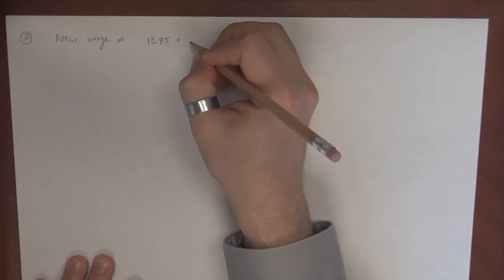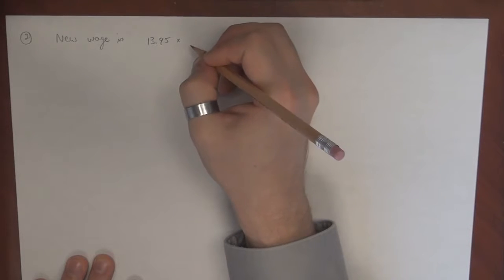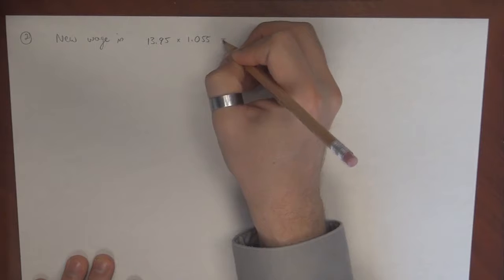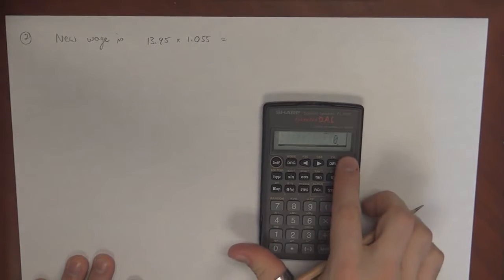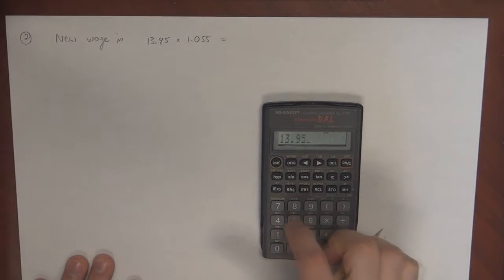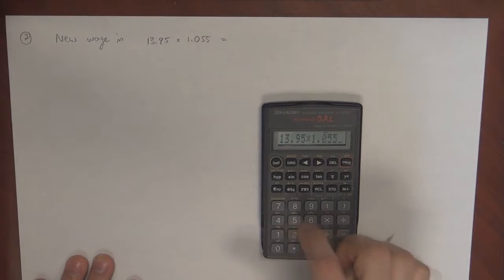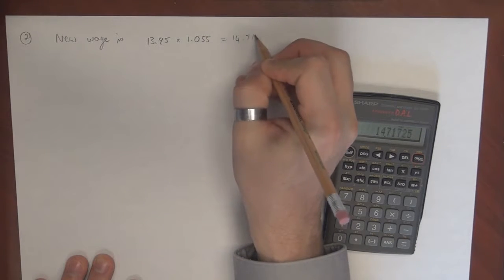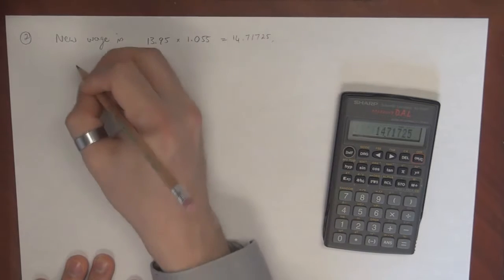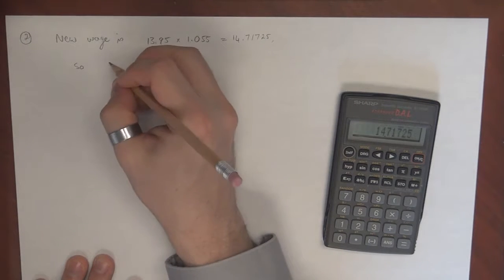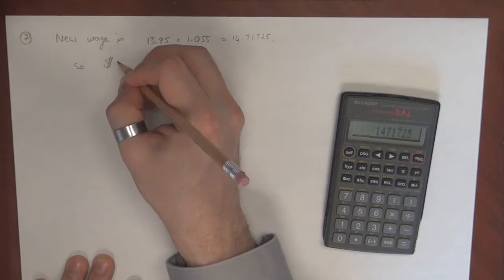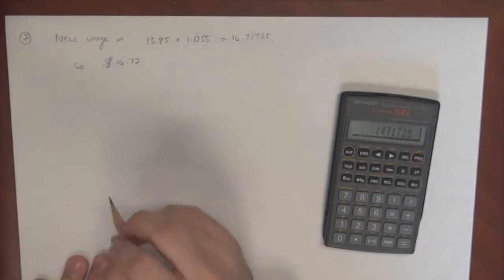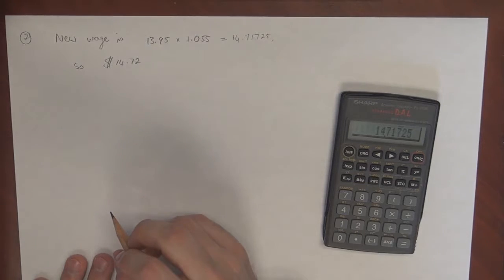13.95 times, it's an increase of 5.5%, so 1.055. What do I get? 13.95 times 1.055. So I get 14.71725. So his new wage is $14.72, rounded to the nearest cent.